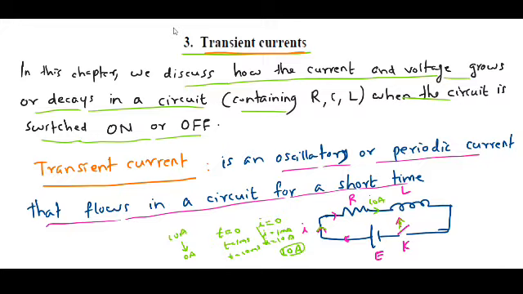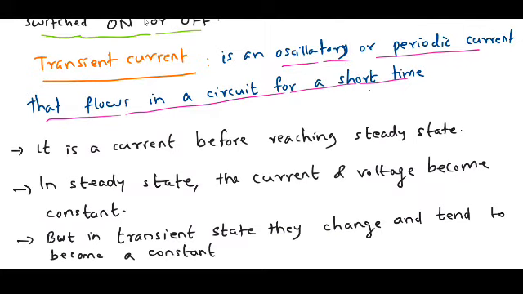Okay, that is, the transient current can also be interpreted like this. It is a current that is flowing through the circuit before reaching a steady state.